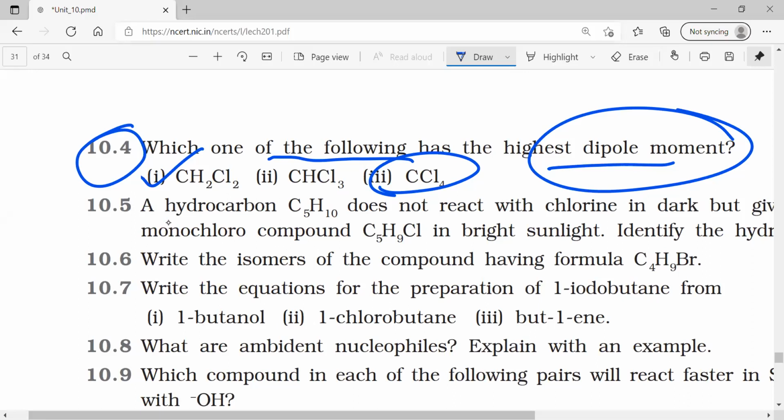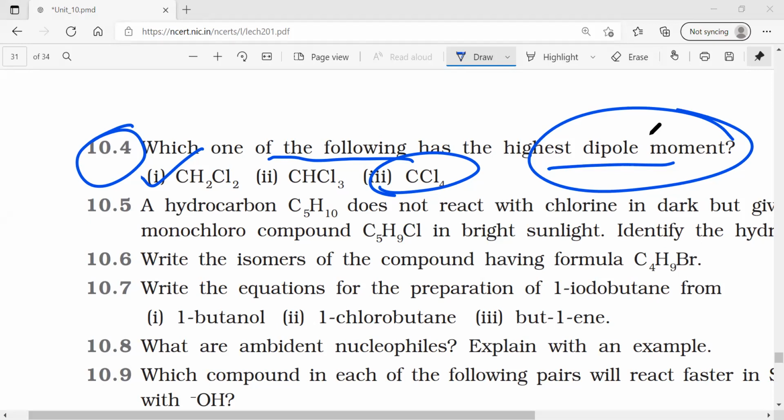So I hope everyone has understood, right? The one with the more number of carbon and hydrogen atoms will have the highest dipole moment. Is it clear for everyone? Yes. The explanation is not there properly in the book. That's the reason I'm just discussing this.